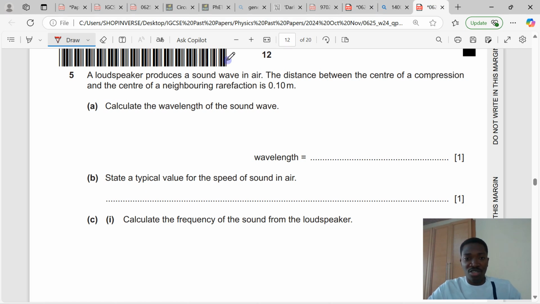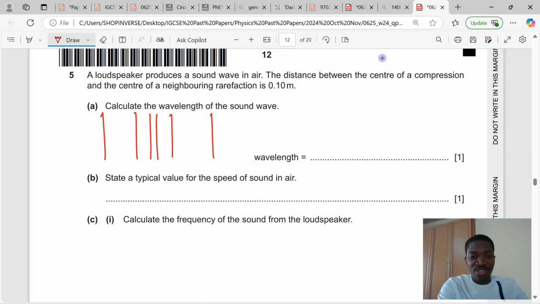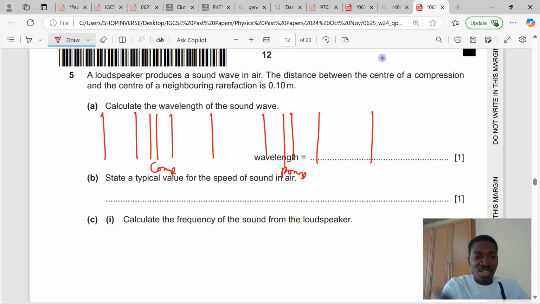A loudspeaker produces a sound wave in air. The distance between the center of compression and the center of neighboring rarefaction is 0.1 meter. Don't forget that sound wave being a longitudinal wave, it has regions of compression and regions of rarefaction. So that same concept will be applied in what we're doing here. If you look at what I'm doing here now, you see this region here is a compression. The second one here is a compression, but between them, we have the rarefaction.